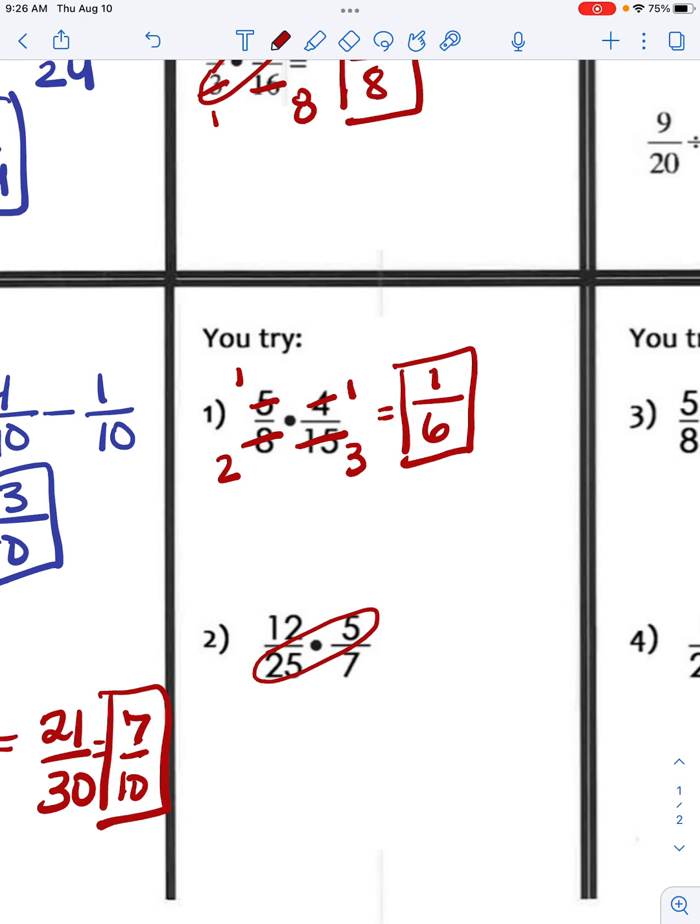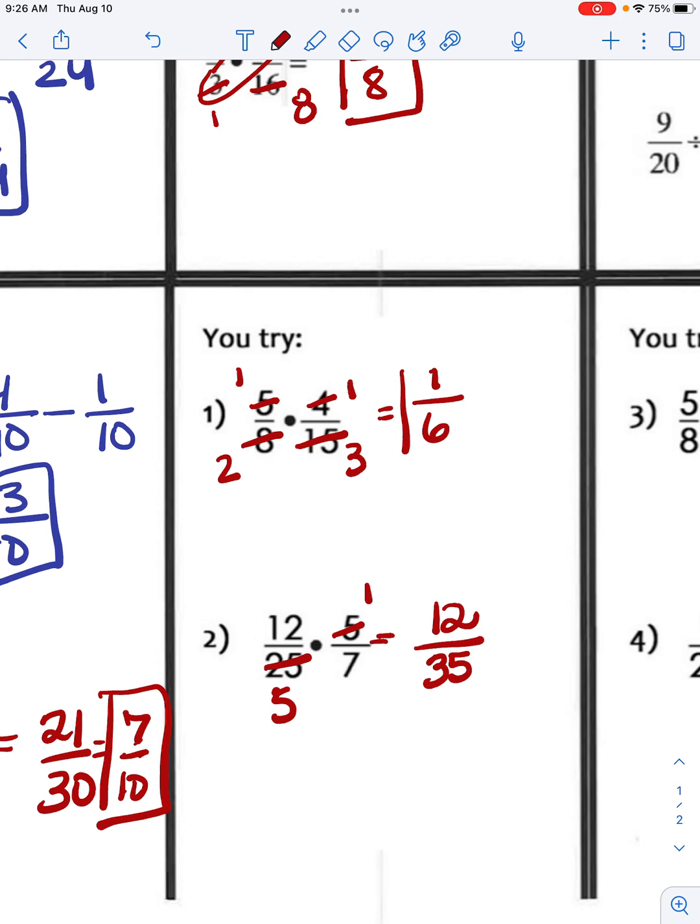All right, this last example, I can cross cancel here, but not the other way because 12 and 7 don't have any common factors. But 5 divided by 5 is 1, and 25 divided by 5 is 5. So I'm going to do 12 times 1 is 12, and 5 times 7 is 35. No common factors with 12 and 35, so that's my final answer for that one.